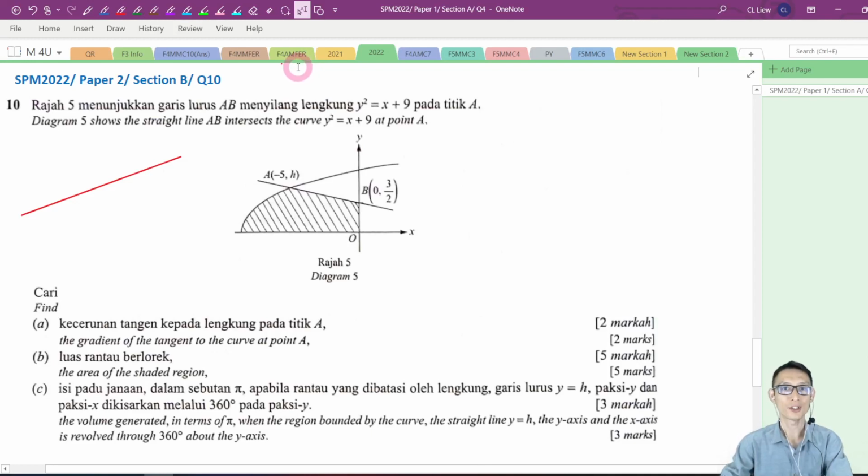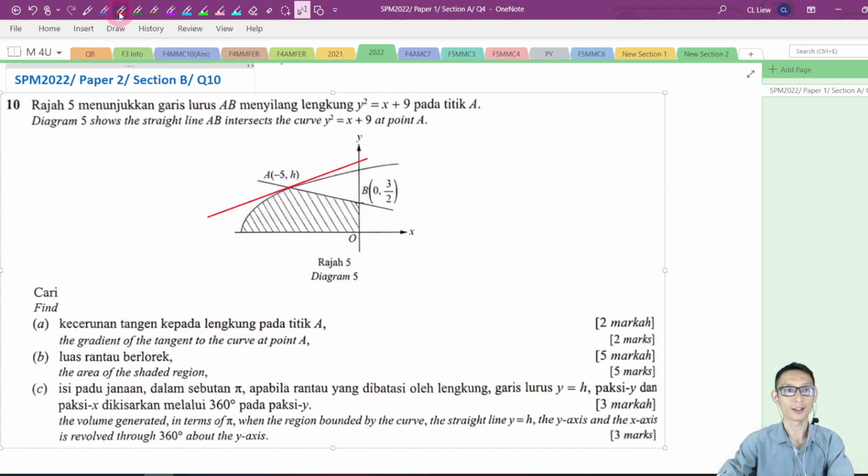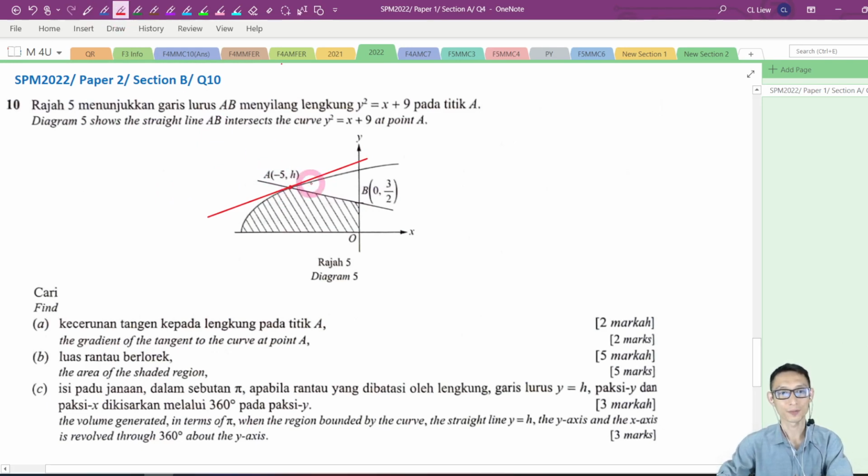Let's try another question, which is also taken from SPM 2022. Diagram 5 shows a straight line AB intersect the curve y squared equal to x plus 9 at point A. For the first part, we want to find the gradient of the tangent to the curve at point A. So this is a tangent of the curve at point A. So this is point A.